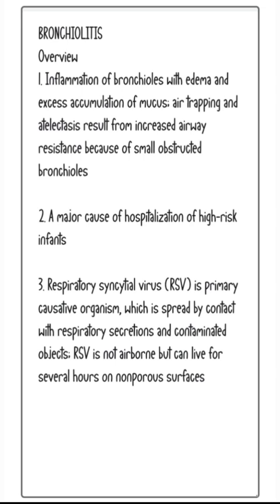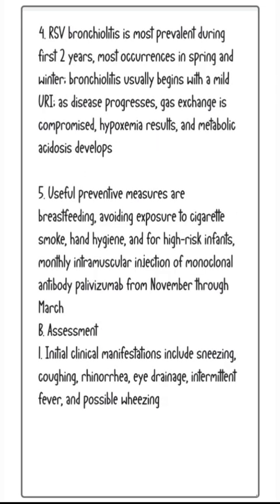RSV is not airborne but can live for several hours on non-porous surfaces. 4. RSV bronchiolitis is most prevalent during first 2 years, most occurrences in spring and winter. Bronchiolitis usually begins with a mild URI. As disease progresses, gas exchange is compromised, hypoxemia results, and metabolic acidosis develops.